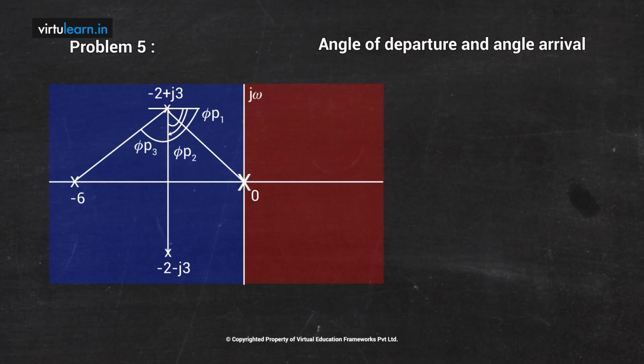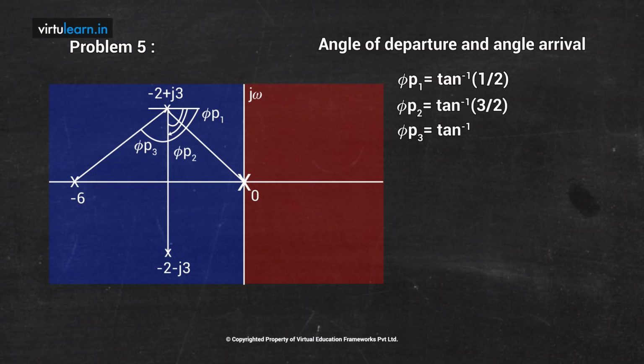So phi p1 you can find as 180 minus tan inverse of 3 by 2, which will be 123.7. Then phi p2 is tan inverse of 3 by 4, which is 36.86, and this one is directly 90 degrees. Therefore, all three angles are available. Then there are no zeros, therefore sigma phi z is not needed.